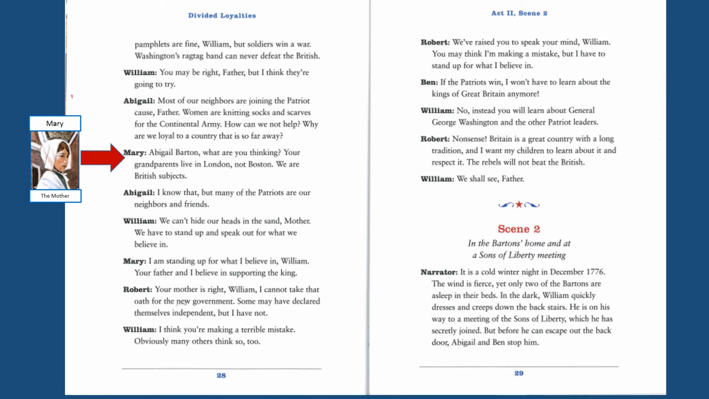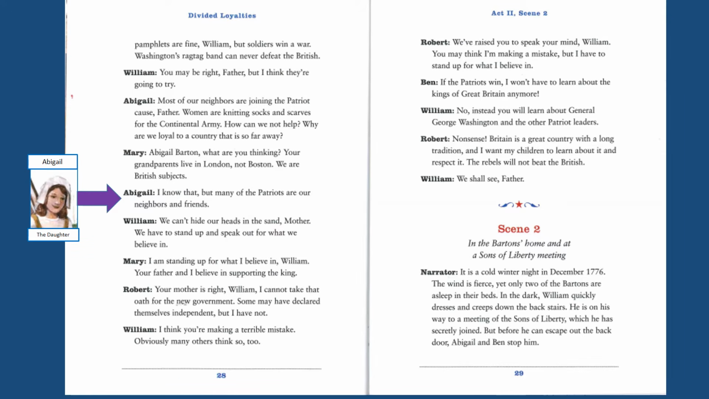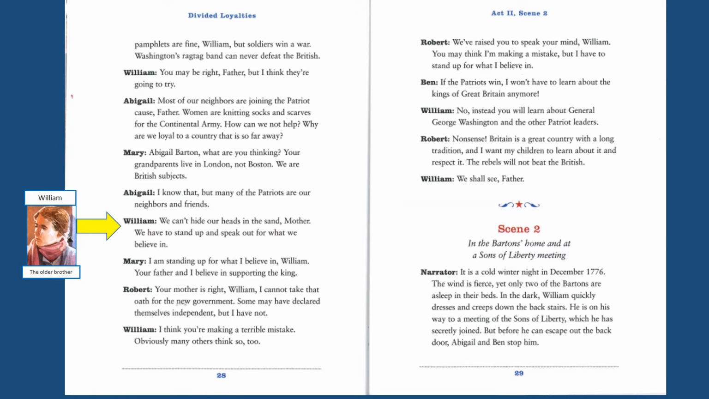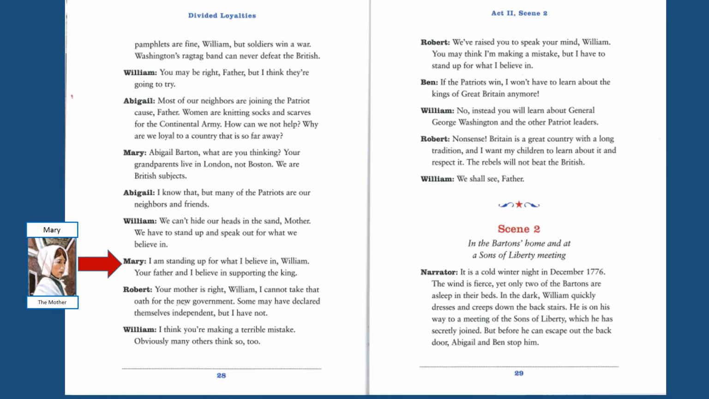Abigail Barton, what are you thinking? Your grandparents live in London, not Boston. We are British subjects. I know that, but many of the Patriots are our neighbors and friends. We can't hide our heads in the sand, Mother. We have to stand up and speak out for what we believe in. I am standing up for what I believe in, William. Your father and I believe in supporting the king. Your mother is right, William.